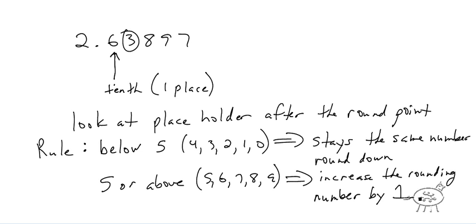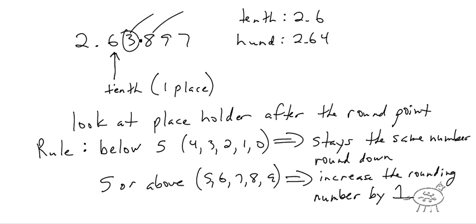Let's look at this number that I just wrote up here, 2.63897. If I said round to the nearest tenth, I look at the 3. The 3 is below 5, so rounding to the nearest tenth is going to be 2.6. If I ask you to round to the nearest hundredth, you look at the 8, the one right after it. It's 5 and above, so that means you have 2.64. You bump this up by 1.